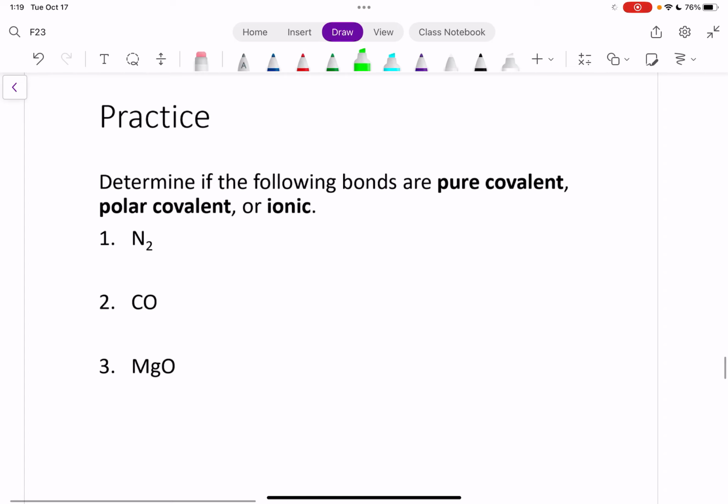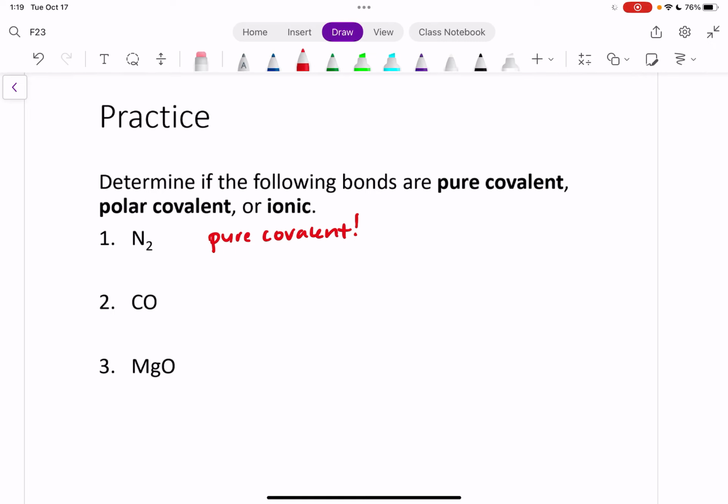All right, so let's practice this one again and see what we think. For N2, what do we think? Pure covalent, polar covalent, or ionic? Yeah, pure covalent for this one. Why? Yeah, it's bonded to itself, right? Anything bonded to itself is going to be sharing those electrons equally, and it's going to be covalent.